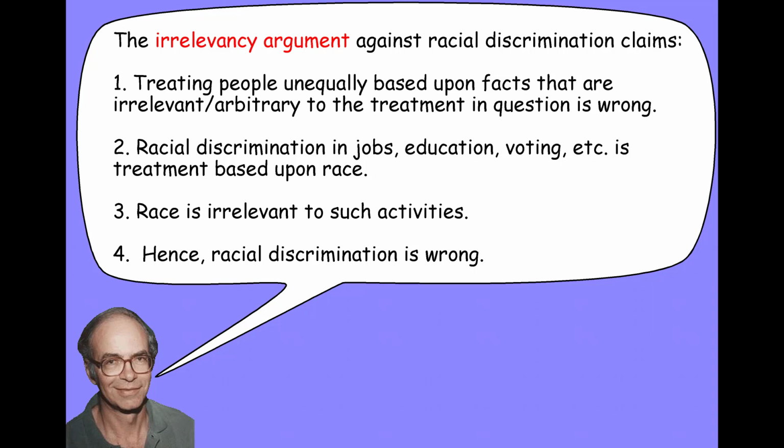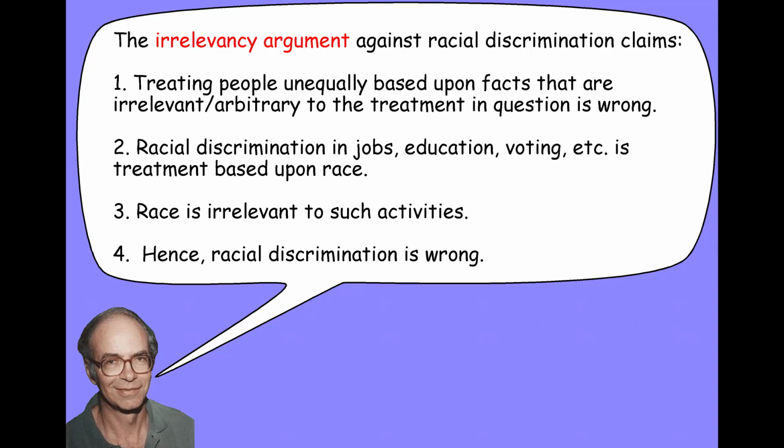Then the argument asks us to consider specifically racial discrimination. So it says, look, consider racial discrimination in the case of jobs: hiring, promoting, firing. In the case of education: who gets access to education, what kind of education, and so on. And with regard to voting. These are just examples, of course, but they are important services or rights that are provided by our society. And racial discrimination with regard to these would be treatment based solely or largely upon the race of the individual.